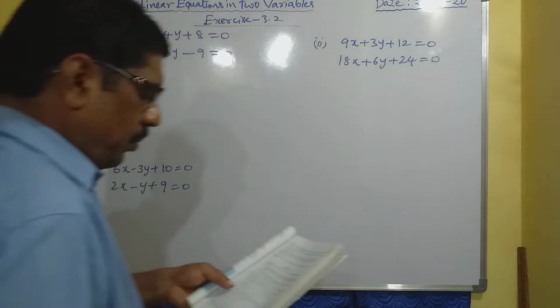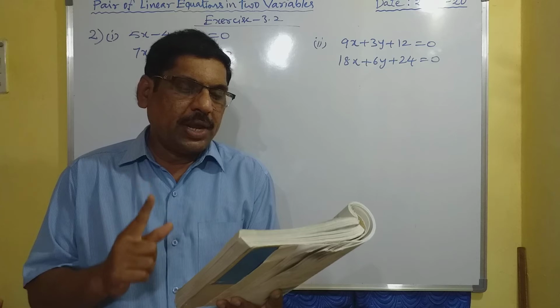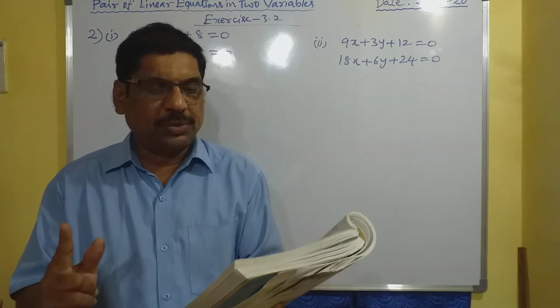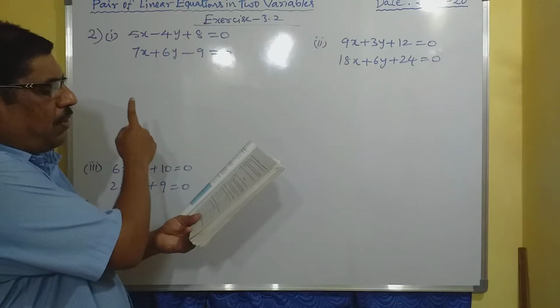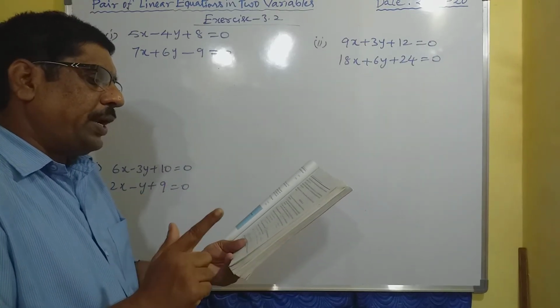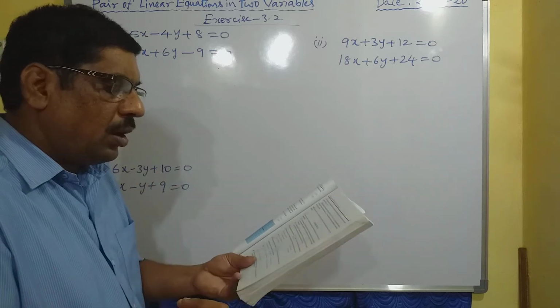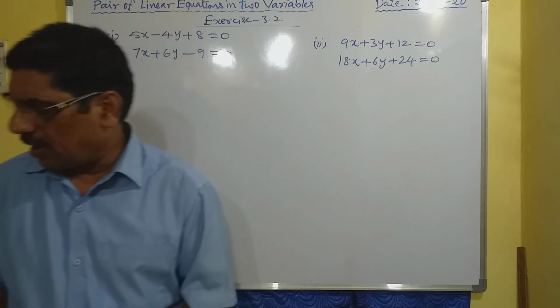Now look at the second problem. On comparing the ratios A1 by A2, B1 by B2 and C1 by C2, find out whether the lines representing the following pairs of linear equations intersect at a point, are parallel or coincident. So we already discussed this in the previous class.